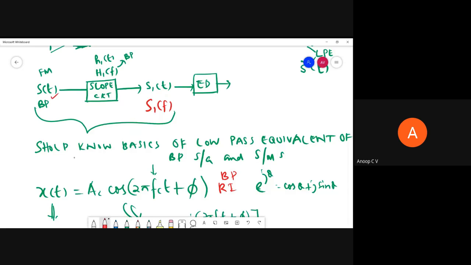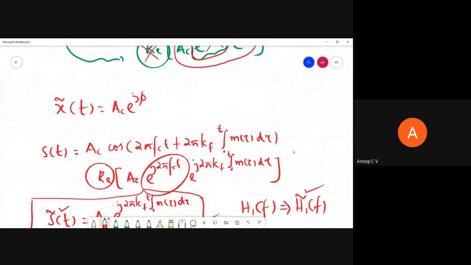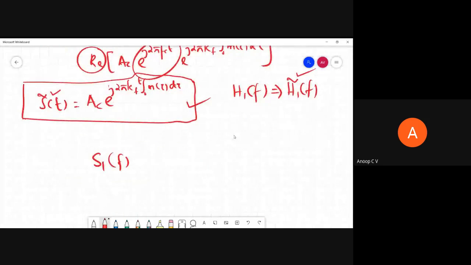S of t will be converted to low pass equivalent, and h1 of f will be converted to low pass equivalent, and the resultant we'll get in terms of low pass equivalent. Then, frequency translated, we can get back the band pass equivalent later. It makes computation easier, right? It is somewhat analogous to how we use phasors for solving RLC circuits, right? So we can write S1 tilde of f, that is the low pass equivalent of the slope circuit output for s of t as input, right?